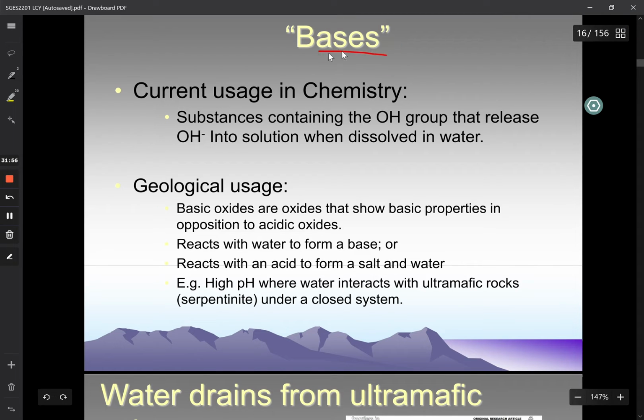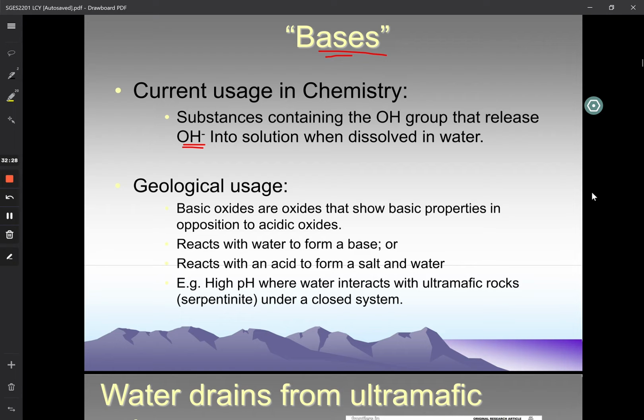A base is the opposite of an acid. In current usage in chemistry, it is a substance containing the OH group that releases hydroxide into solution when dissolved in water. And for geological usage, basic oxides are oxides that show basic properties, in opposition to acidic oxides, and they react with water to form a base, and react with an acid to form salt and water.